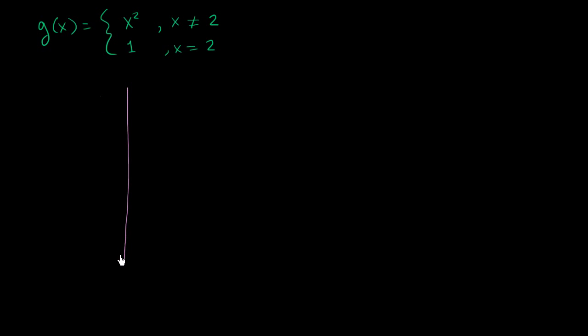So this is my y axis. This is my x axis right over here. Let's say this is x equals 1. This is x equals 2. This is negative 1. This is negative 2. And then let me draw. Everywhere except x equals 2, it's equal to x squared. So let me draw it like this.